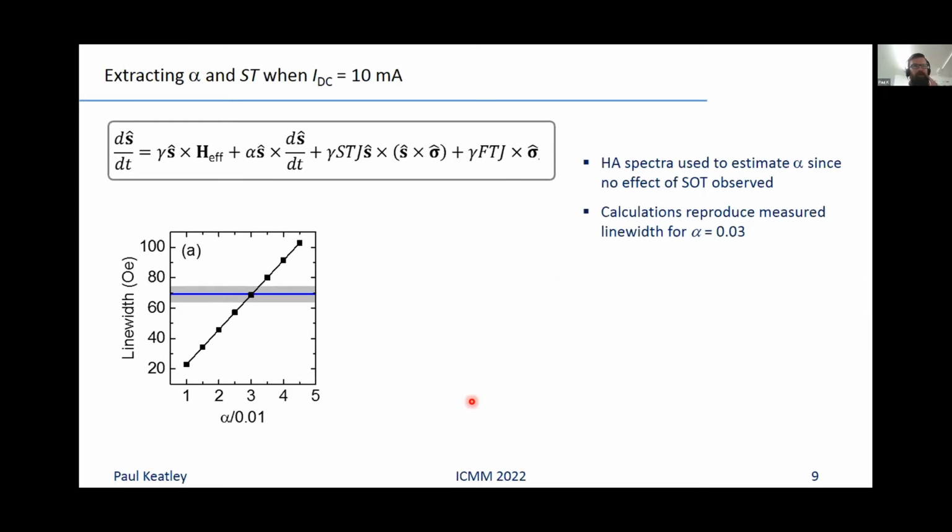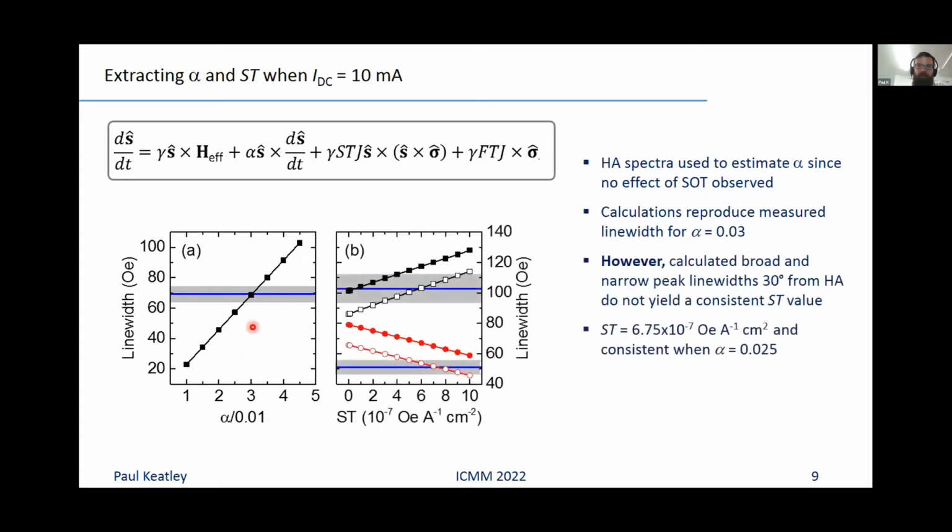So to extract the damping parameter and spin torque parameter, we use the macrospin calculations to first reproduce the damping parameter. We just ran calculations for a range of alpha and then looked to see when it matched the line width of the measurements. The blue line shows the average line width, and the gray band is the uncertainty. And we find a damping parameter of about 0.03. We can then do a similar thing. We use the damping parameter of 0.03 and then vary the spin torque parameter to see when the line widths of broad and narrow peaks slightly away from the hard axis match.